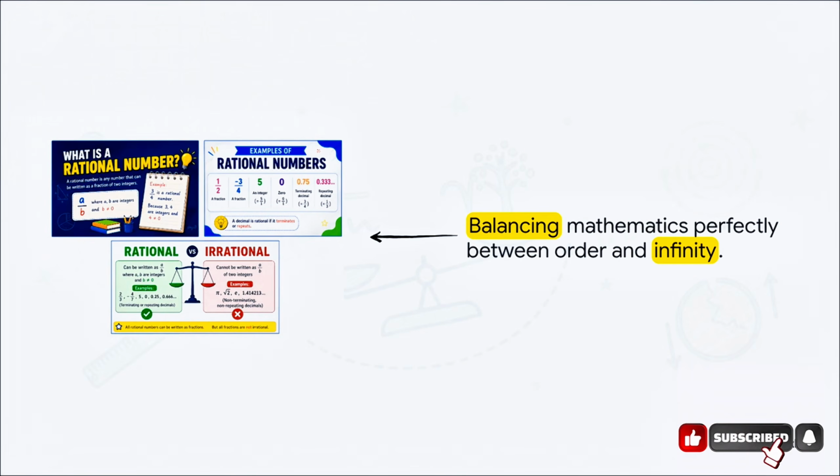And this brilliantly illustrates the definitive split in our math universe. On one side of the scale, you have the predictable, ordered weight of rational fractions and decimals. On the exact opposite side, you have the infinite, chaotic weight of irrationals like pi. They are fundamentally opposed concepts, just perfectly balancing the scales of mathematics between total order and pure infinity.